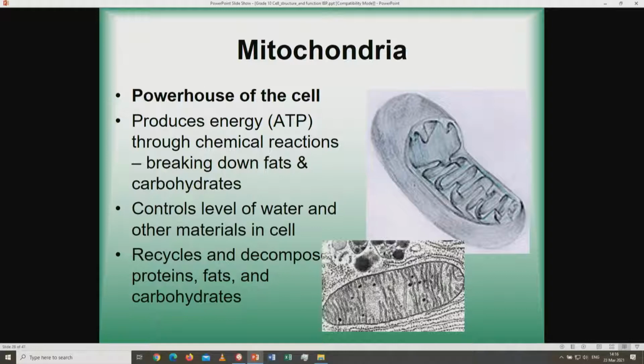and it also recycles and decomposes, breaks down proteins, fats, carbohydrates, and uses that as a powerhouse to make energy and to give fuel for your cells to be active and to perform the deeds that they need to do.